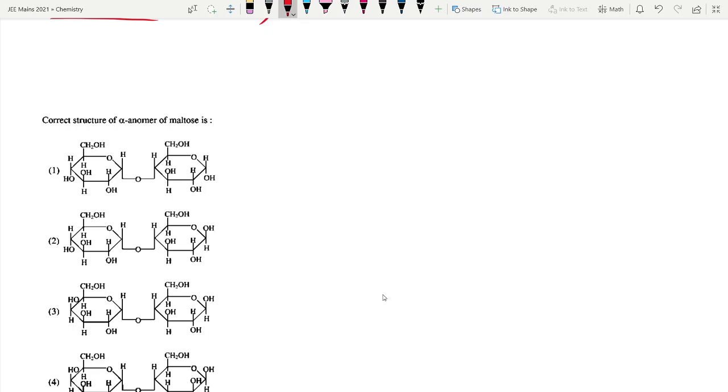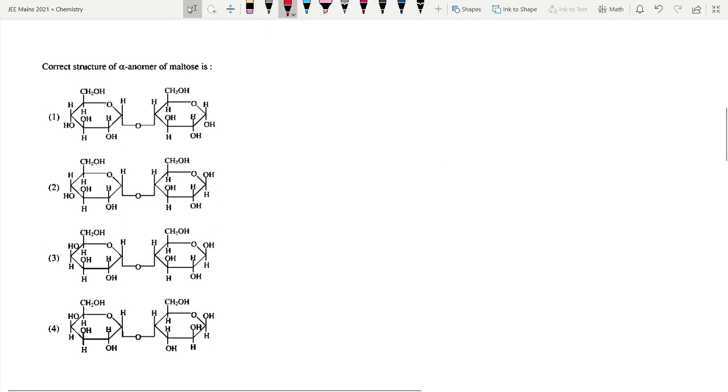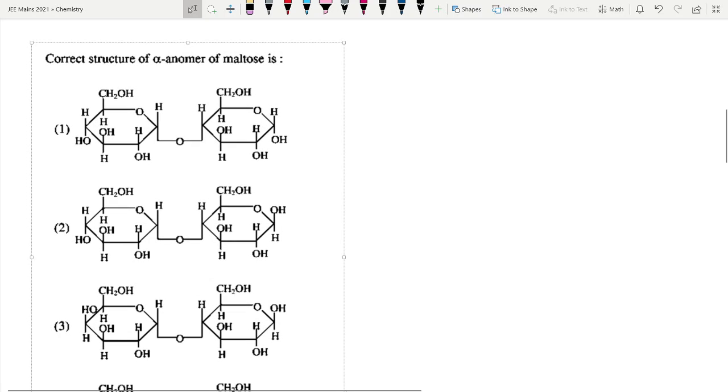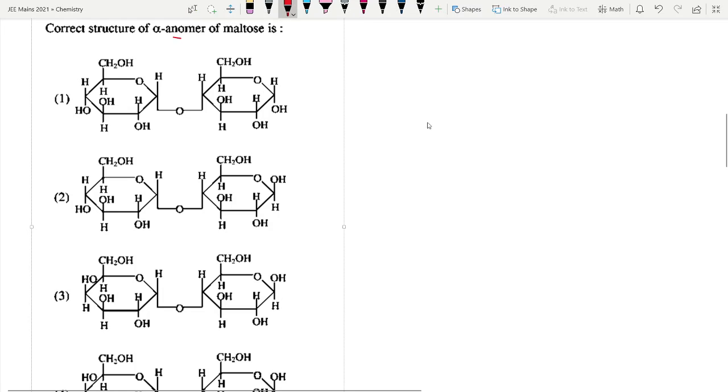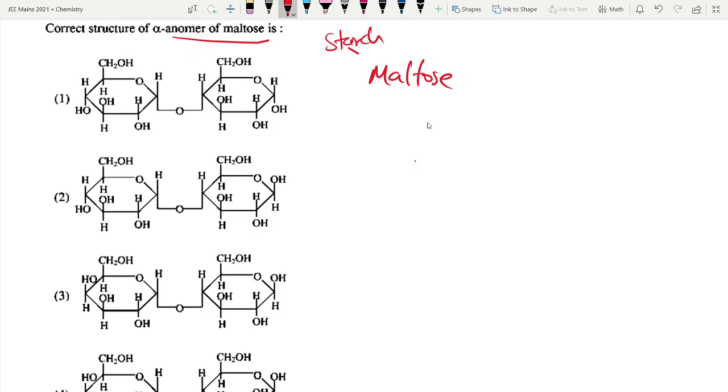Now the next one. Consider the correct structure of the alpha anomer of maltose. Okay, maltose. From starch you come to maltose, and from maltose you go to alpha D glucose units. Alpha D glucose units. Alpha D glucose, very easy.